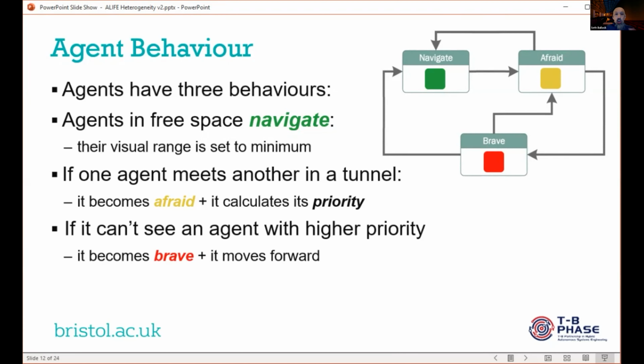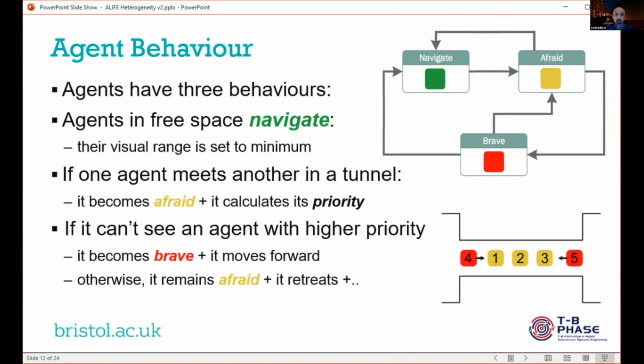And if an agent can't see another agent that is higher priority than it, then it becomes brave. It becomes this red state and it moves forward. And if it doesn't become brave, it remains afraid and it will retreat to let the brave agent move forward. And whilst it's retreating, there's an issue that can happen in this case because they have a limited visual range. You can have a situation where two robots become brave because they can't see the other robot that's involved in a kind of multi-agent collision.